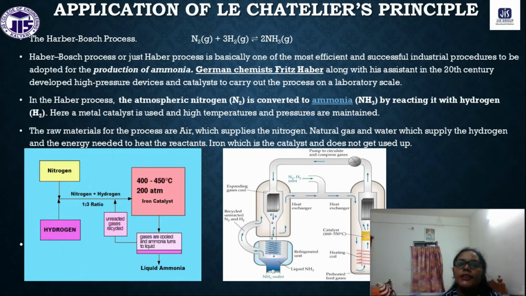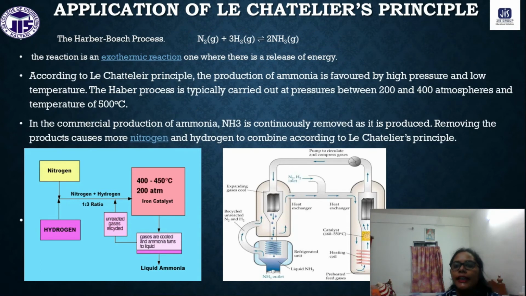Yeah, next is the Haber-Bosch process, which we have already discussed. We use the Haber process for producing ammonia. Generally, we use air, and also natural gas and water molecules, to provide the hydrogen atoms, and it will react with the nitrogen atoms and form ammonia gas. Okay, so this is the Haber process.